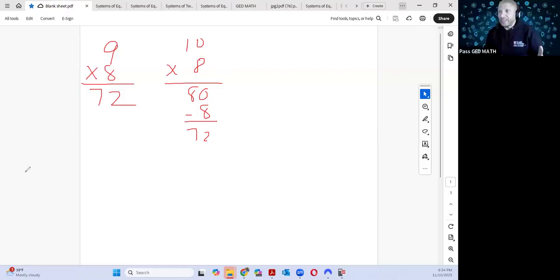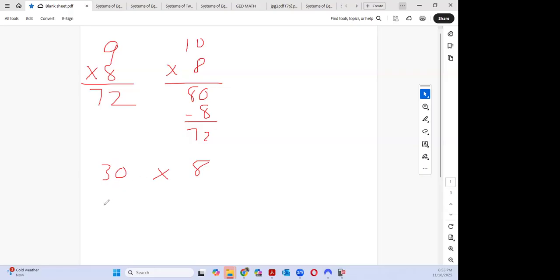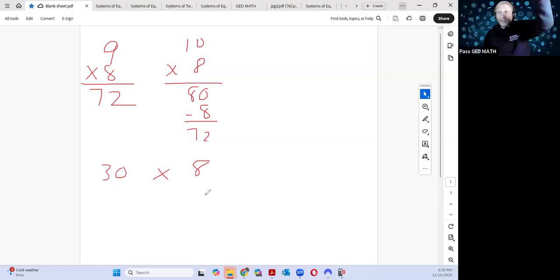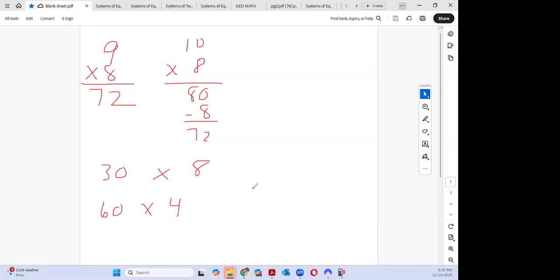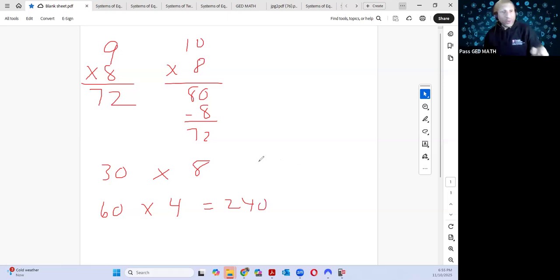For example, she had this problem: 30 times 8. Now, I would say 8 times 3 is 24, add a 0, right? But what you can also do is start with what you know. If I double 30, I get 60. If I half 8, I get 4. I also get 240.